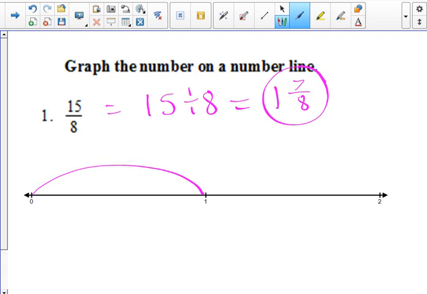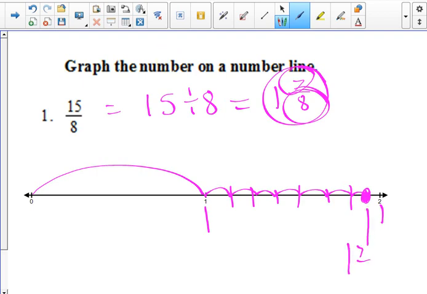there's 1, and now we need to go to 7/8. So it's not quite to 2. So what do we do? Divide that area between 1 and 2 into 8 pieces. So there's 2, 4, and there's 8 pieces. So we're going to take 7 of those. So there's 1, 2, 3, 4, 5, 6, 7. So it's right there. That is 1 and 7/8. And that's our answer.